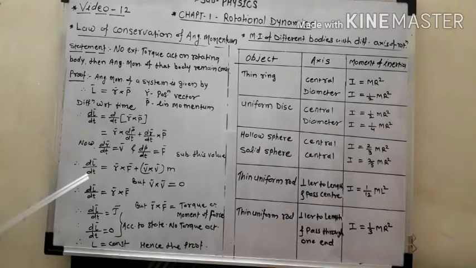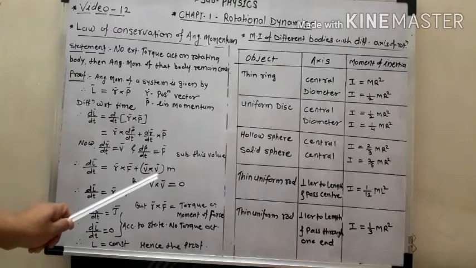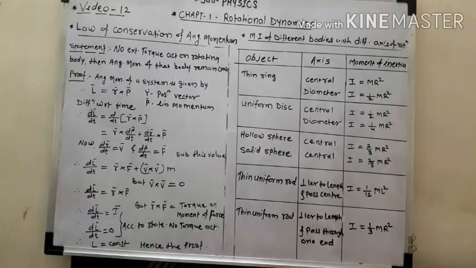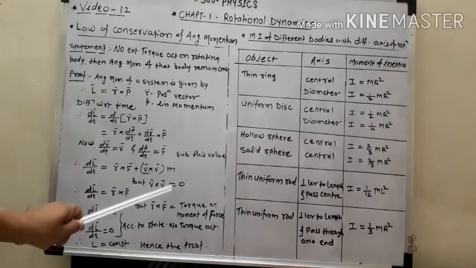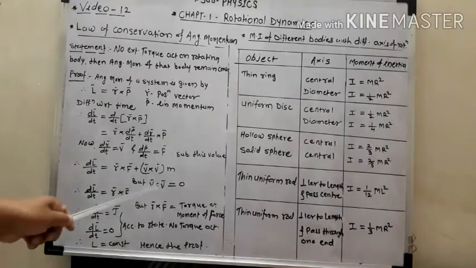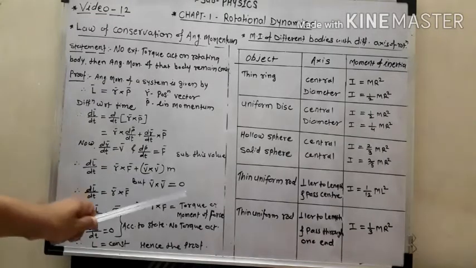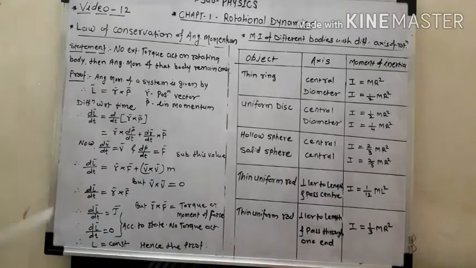Therefore, we get dL̄/dt = R̄ × F̄ + v̄ × v̄ m. But this v̄ × v̄ is equal to 0, because this is the vector form. V̄ cross v̄, this is nothing but equal to 0. Therefore, 0 into m, this term is 0. And therefore, we can simply write here dL̄/dt = R̄ × F̄.